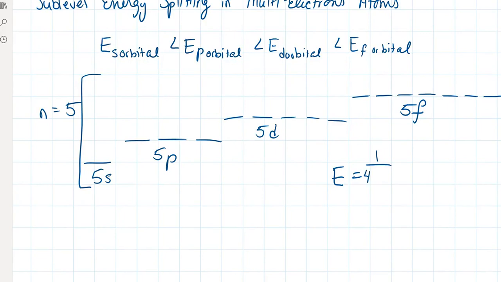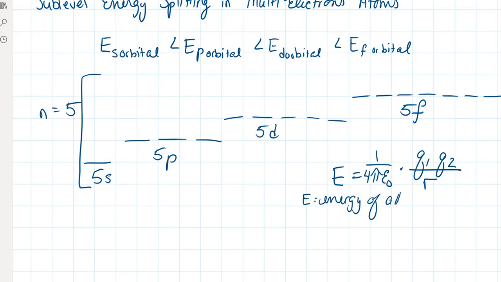And it's a constant, 1 over 4 pi epsilon naught, times Q1, Q2 over R. So in this case, E is the energy of the attraction or repulsion. So how strong is the attraction between the plus and minus? Epsilon naught is a constant. That constant is 8.85 times 10 to the negative 12 coulombs squared per joule meters.